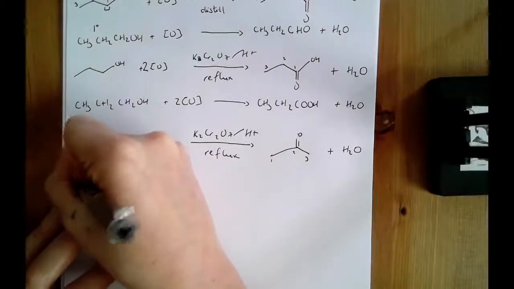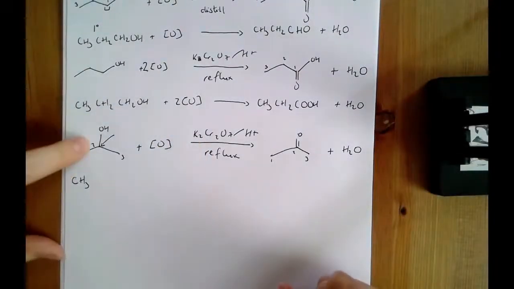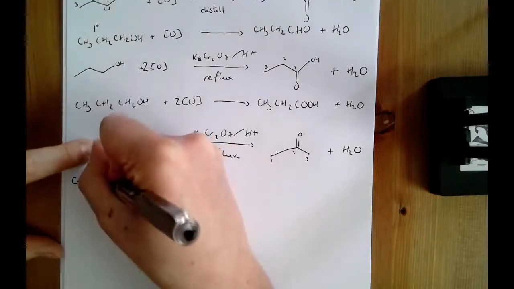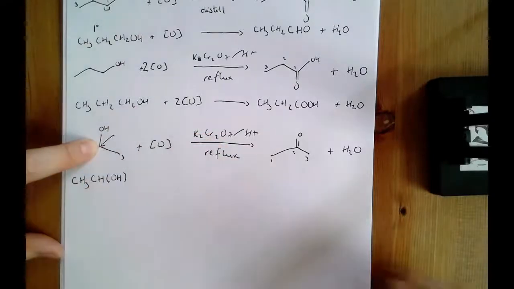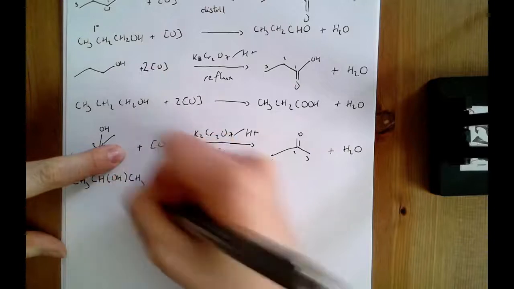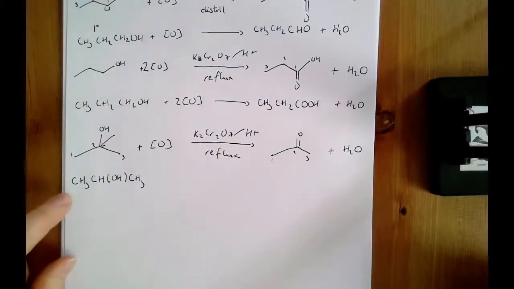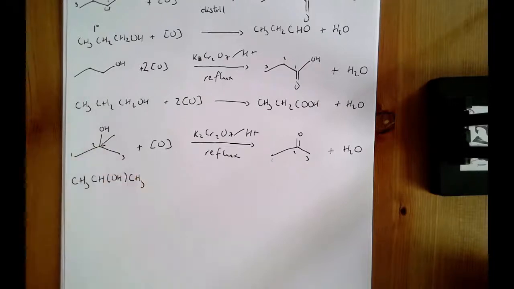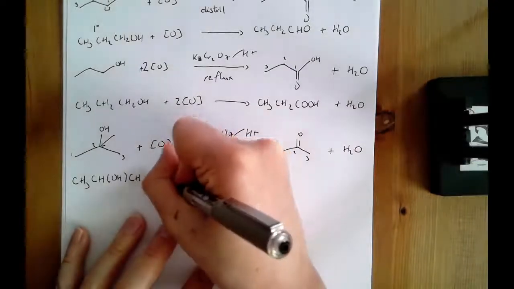Structural formula would be CH3 at the end. Then here I've got a CH that is bonded to an OH, so I can put that OH in a bracket, and then at the end I've got a CH3. Okay, so I'm going from CH3 to CH with an OH, and then I've got CH3. You don't strictly need the bracket, although I typically tend to include it.